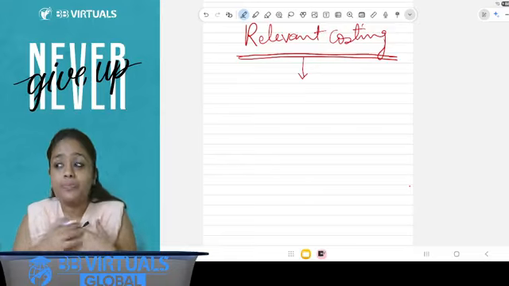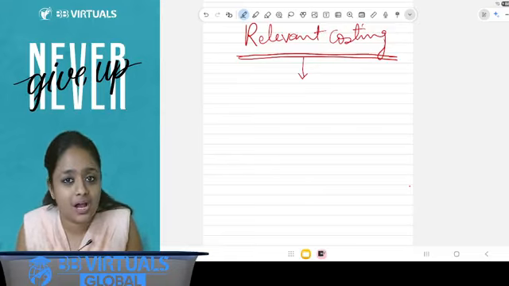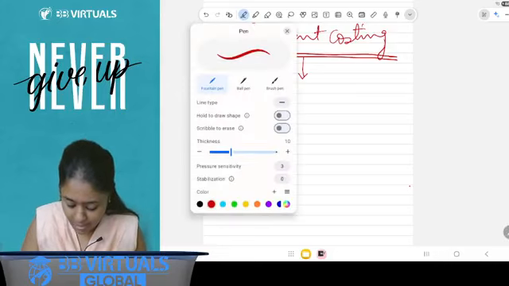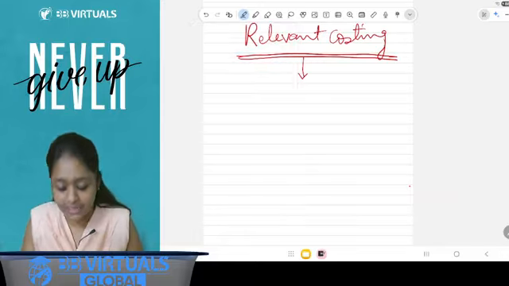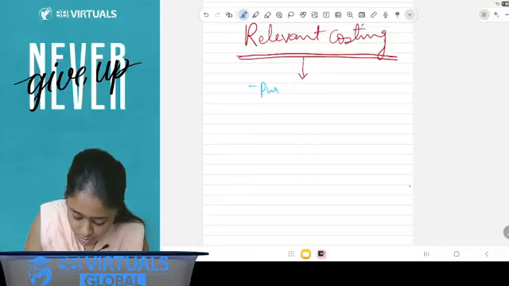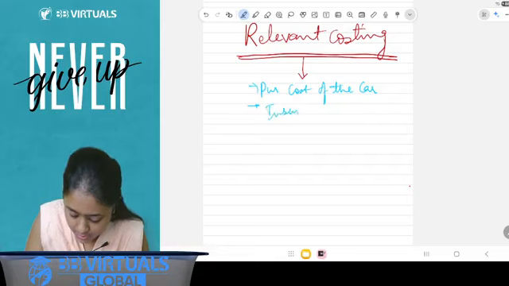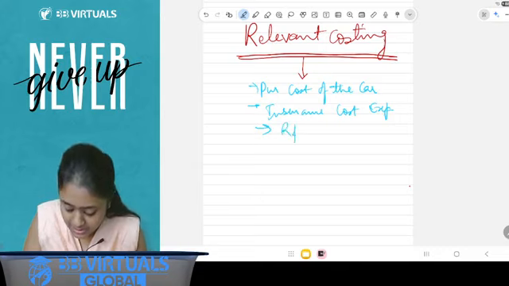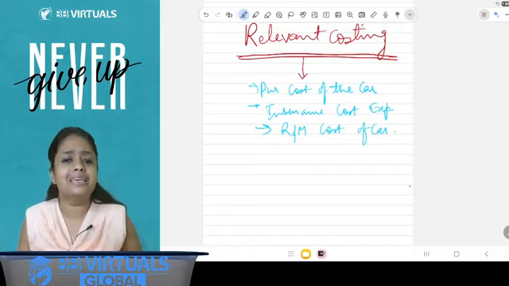For example, I plan to buy a new car. Then what are the relevant costs for me when I'm planning to buy my new car? My relevant cost would be the purchase cost of the car. What is maybe the insurance cost of the car? Then what would be, let's say, the road tax, repairs and maintenance cost of the car. So what do you see here?